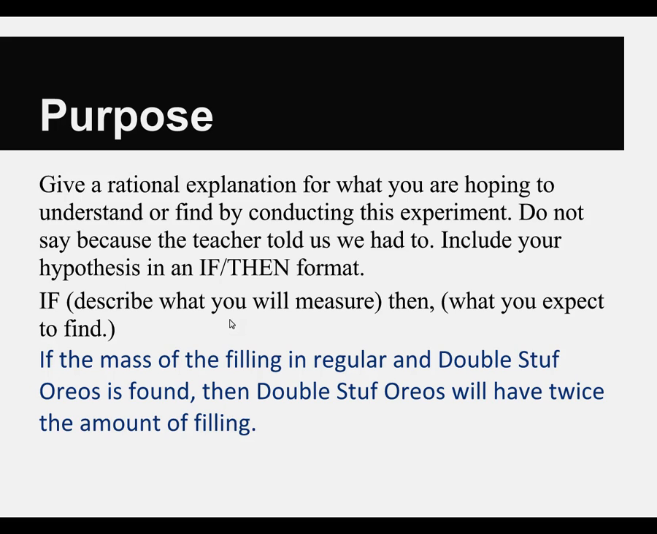And for our purposes, your hypothesis will be in an if-then statement. So the if describes what you will measure. In this case, if the mass of the Oreo filling in regular and double-stuffed Oreos is found. Okay, so we know what we're measuring. Then, what do you expect to see? Then, double-stuffed Oreos will have twice the amount of filling. Period. That's it. So the hypothesis here is that the group thinks that double-stuffed Oreos will have twice the amount of filling than the regular stuffed Oreos.